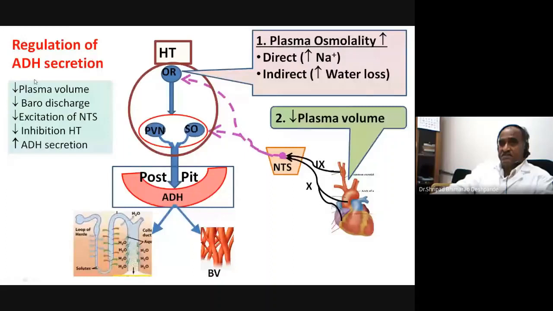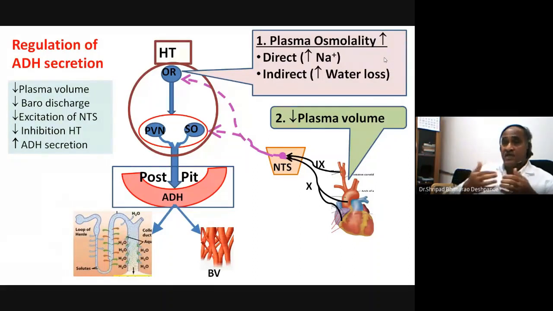What are the factors which regulate ADH secretion? Here I have just made two components. One, plasma osmolality. Number two, plasma volume. Let us consider plasma osmolality. The plasma osmolality is directly linked with the osmoreceptors present in the hypothalamus. This plasma osmolality can increase directly, because if I consume a large amount of sodium, or any other hypertonic solution, or a large amount of glucose.